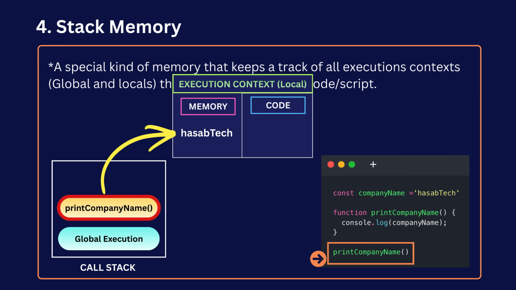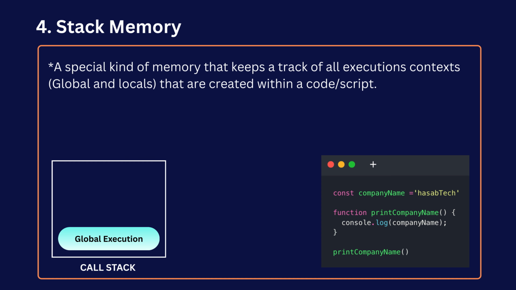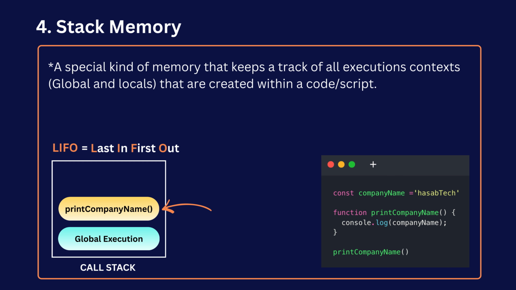Now how this works is the execution context which is on the top will be executed first and return its result. And once it completes its execution, it will be popped out from the stack memory. This tracking principle or pattern is called LIFO, last in, first out. The execution context which comes first will be executed first, and then it will go out first because it is on the top of the stack.